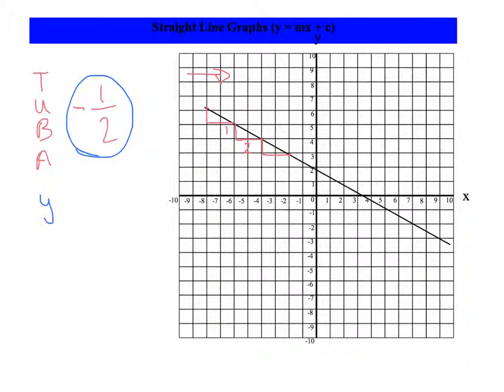So we now know y equals -1/2 x, and it crosses about 2, plus 2. And that is the equation of your line. Sometimes you will see that written as y is minus x over 2 plus 2.